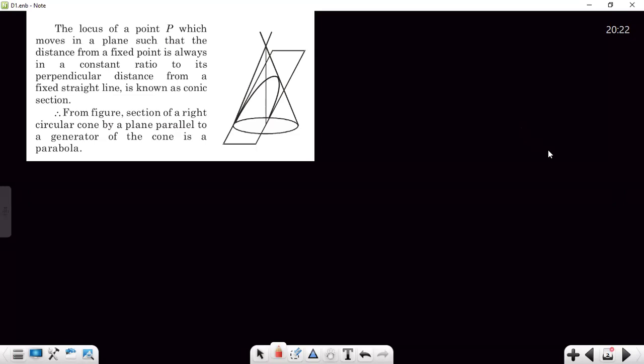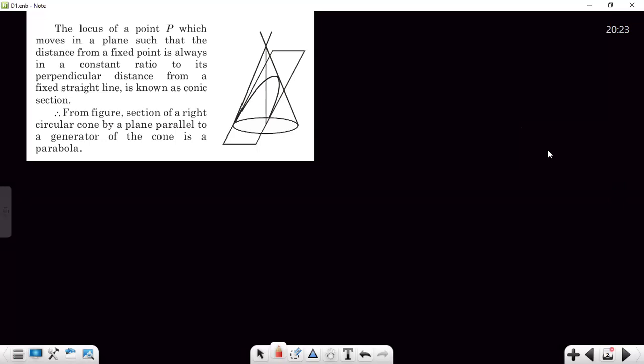First of all, what is a conic section? The locus of a point P which moves in a plane such that the distance from a fixed point, the focus, is always in a constant ratio, the eccentricity, to its perpendicular distance from a fixed straight line is known as a conic section.